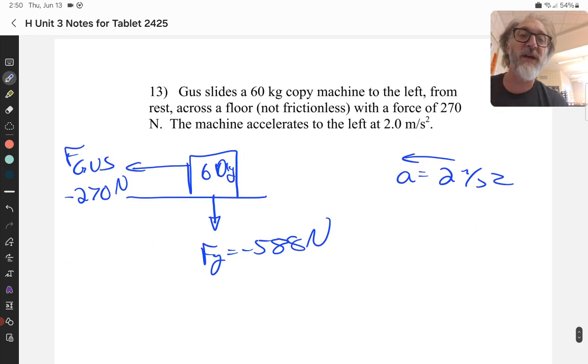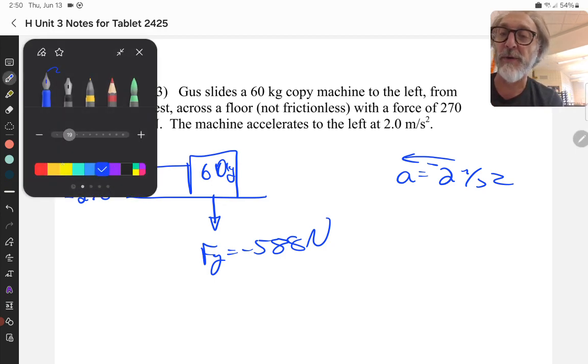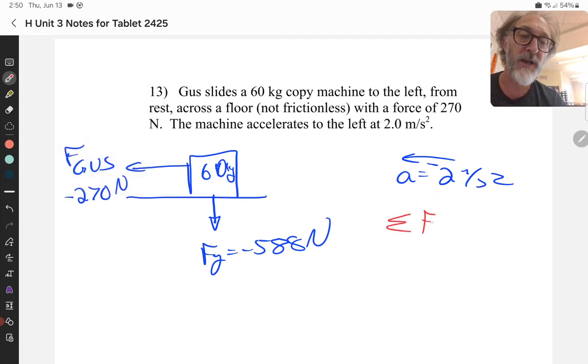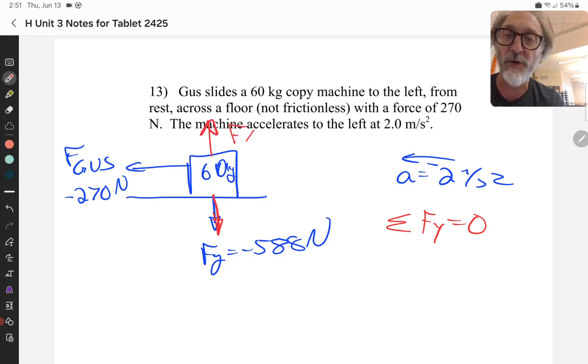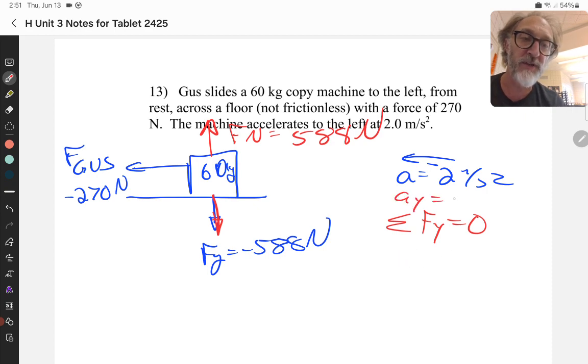So here we go. This guy is accelerating to the left at 2 meters a second squared. Here it doesn't give us a time interval, so this is what's happening. Once again, my net force vertically is going to be 0, because there's nothing pushing up or down in an attempt to lift it. So this needs to be canceled by a normal force of 588 newtons, which means my acceleration vertically is 0.